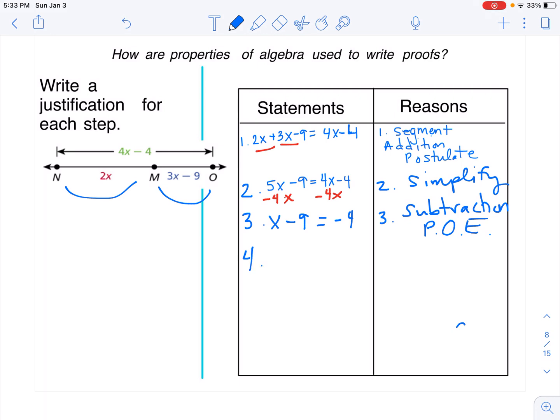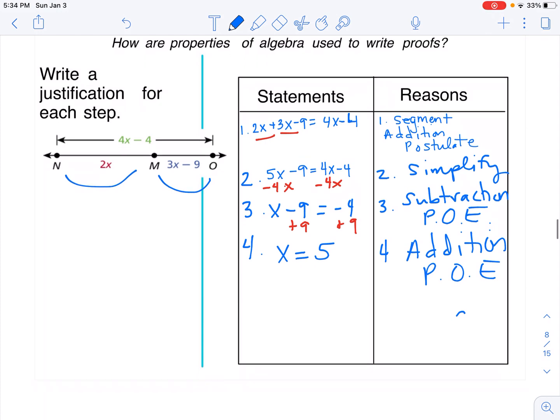My final step is to add 9 to both sides, and since I added 9 to both sides, I am going to get x equals 5, and that is the addition property of equality. And this question didn't say to solve for the angle measures, so I'm going to be done here after I find x. Otherwise, I could keep going and use substitution, but here I'm going to be done.